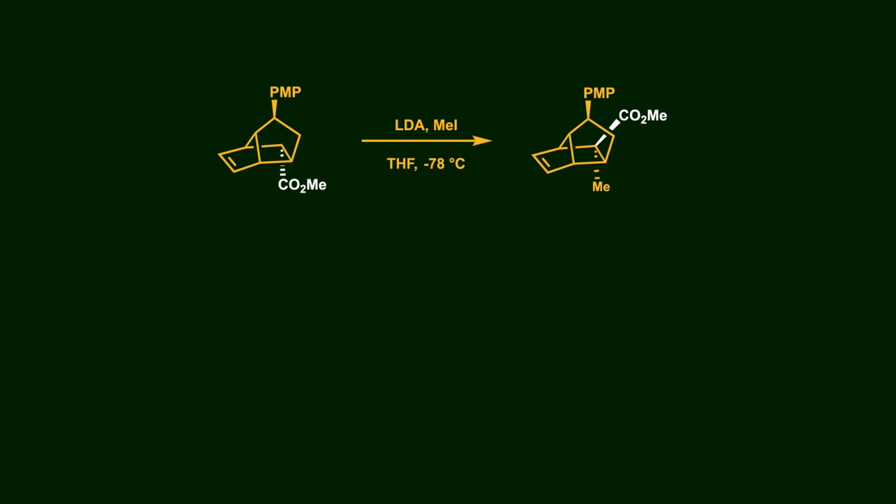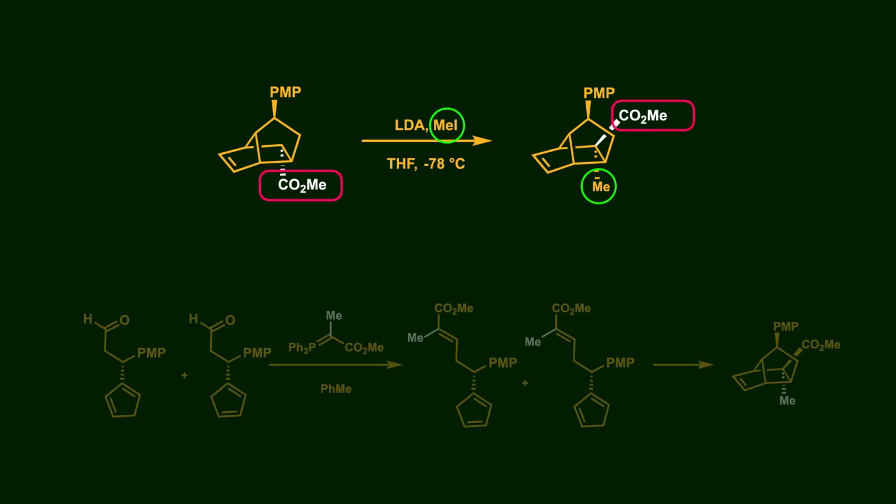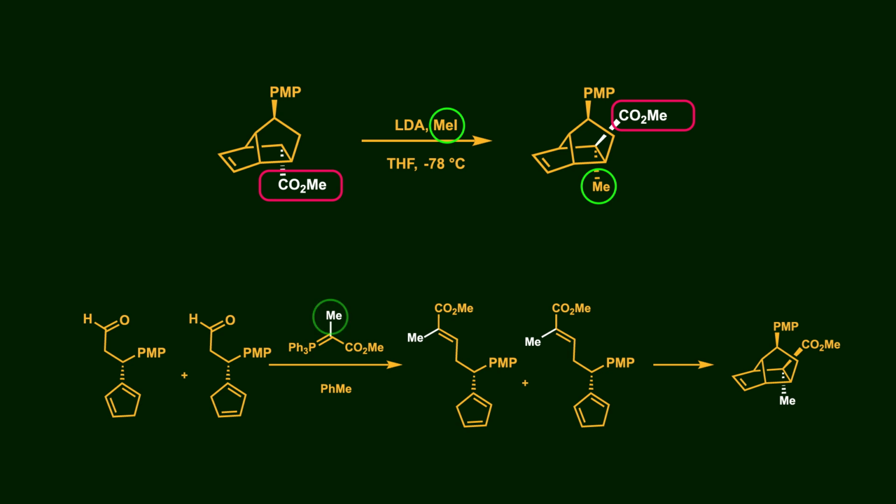In the next step, an additional methyl group is introduced into the bicyclic intermediate using LDA as a base and methyl iodide. Notice that during this reaction, the stereochemistry of the ester group is inverted to produce a more stable conformation. In theory, the methyl group could be installed on the ring without this additional step. The desired product could potentially be obtained by using a phosphonium salt with the additional methyl group. However, the authors pointed out that using this phosphonium salt failed to produce the desired product.